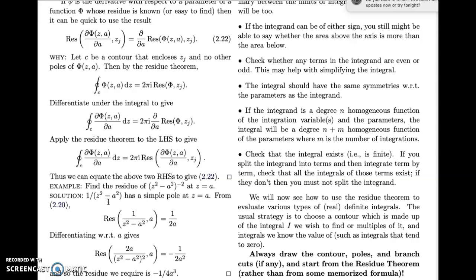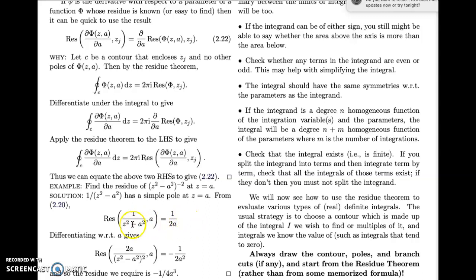It's a simple pole, so we just use the p over q dash method. P is 1, q is z squared minus a squared, so q dash is 2z. So we just end up with 1 over 2z, and at z equals a, we end up with 1 over 2a. Very quick. Now, this is the clever thing.